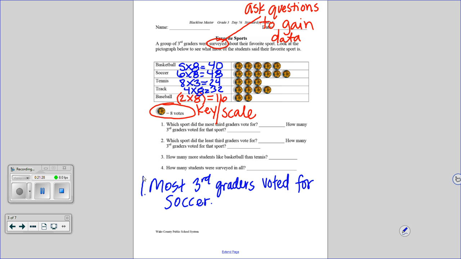48. Gabriella, how do you know it's not 6? Because if you skip count 8, 16, 24, 32, 40, 48. But I have 6 soccer balls. Why isn't it 6? Because each soccer ball equals 8 votes. This is like mental math. Or we have a picture and it's actually worth something. Yeah. It's the same idea. 48 votes for soccer. Make sure you write that down next to your sentence.